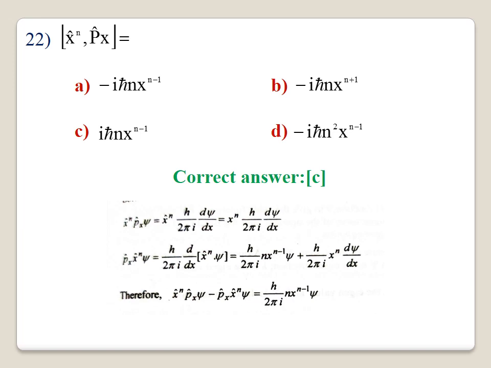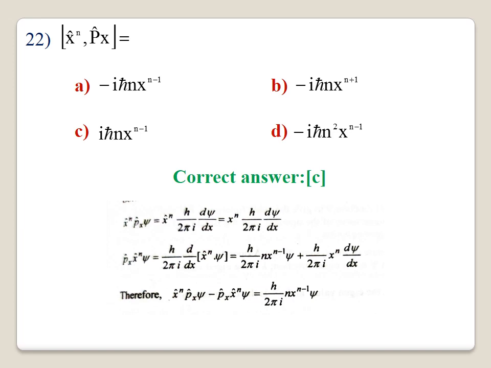Simply you can write this equation. Then operator pₓ on xⁿψ. The operator p is (h/2πi) ∂/∂x, and the function is xⁿψ. First you differentiate xⁿ, that will give (h/2πi) n xⁿ⁻¹ ψ plus (h/2πi) xⁿ ∂ψ/∂x. We have to differentiate in the form of uv. Here u is xⁿ and v is ψ. You will get two terms.